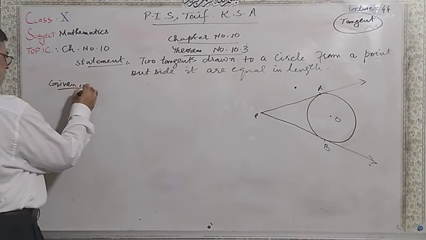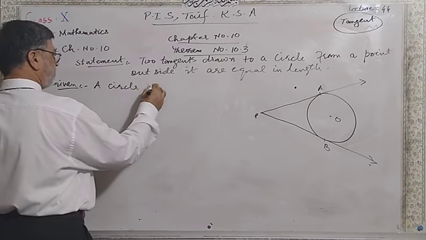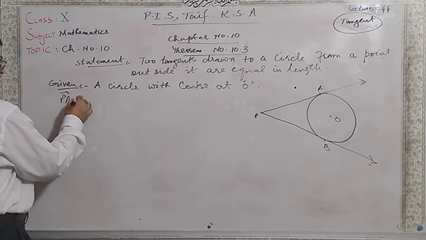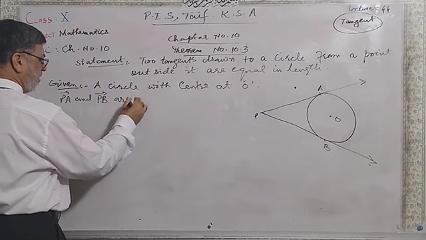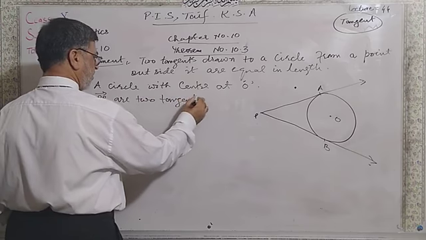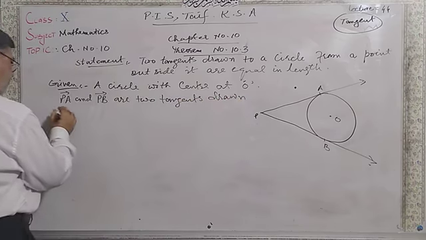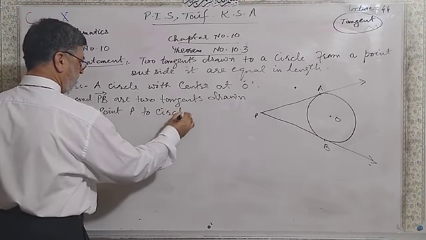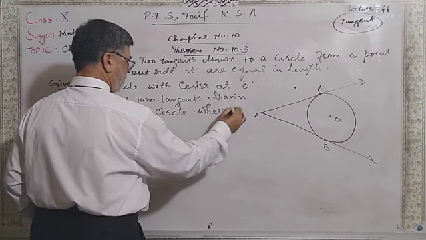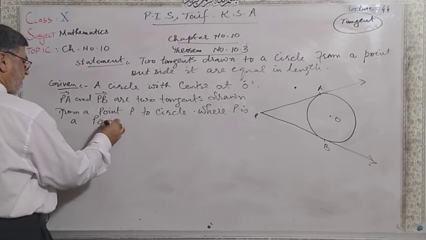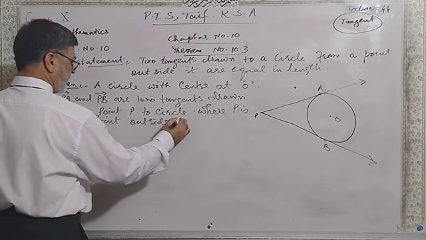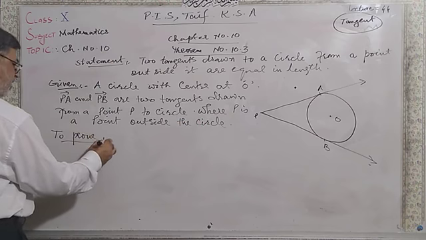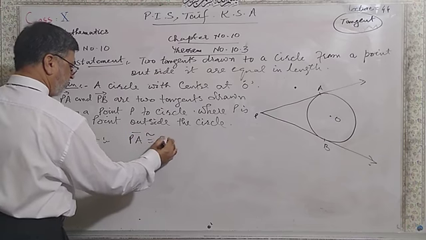What is given? A circle with center at O. PA and PB are two tangents drawn from a point P to the circle, where P is a point outside the circle. What is to prove? To prove is that PA is congruent to PB.